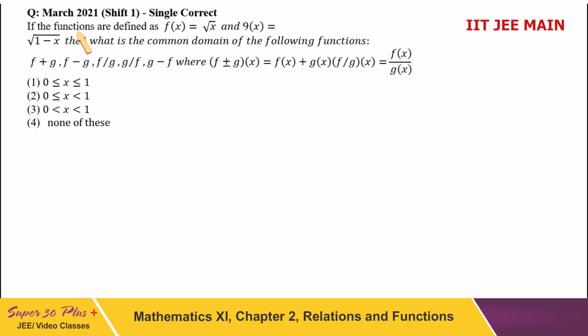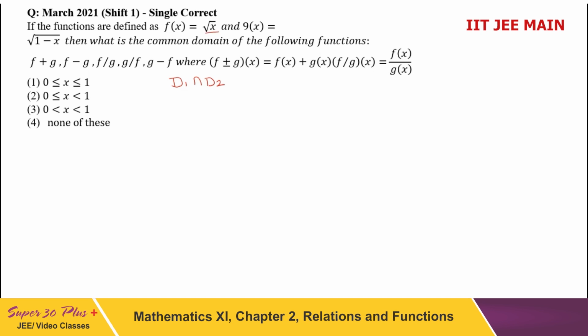If the functions are defined as f(x) is equal to root x and g(x) is equal to root of 1 minus x, then what is the common domain of the following functions? Functions are given: f plus g, f minus g, f upon g. As we know, the common domain is the intersection of the domains of both the functions, means D1 intersection D2.